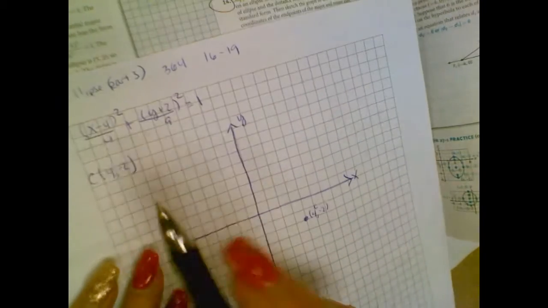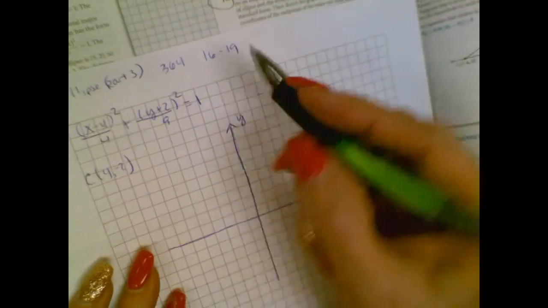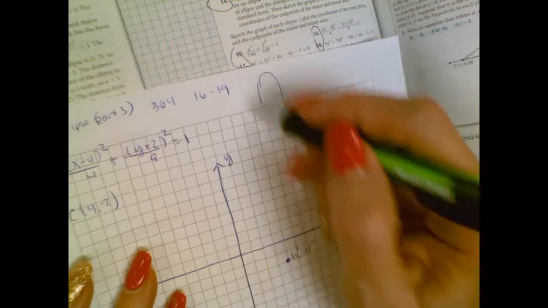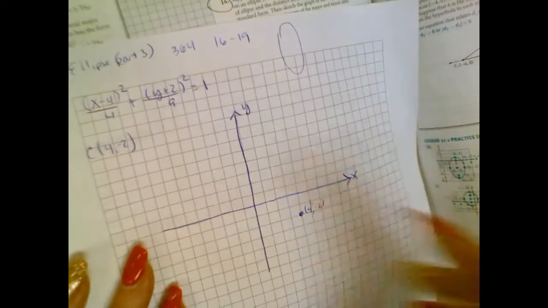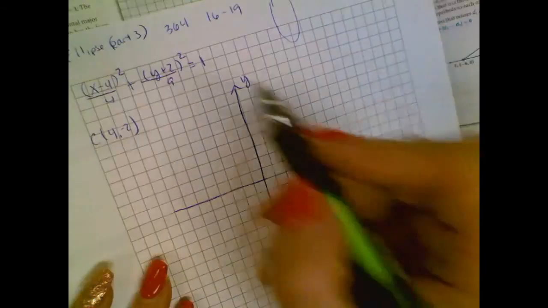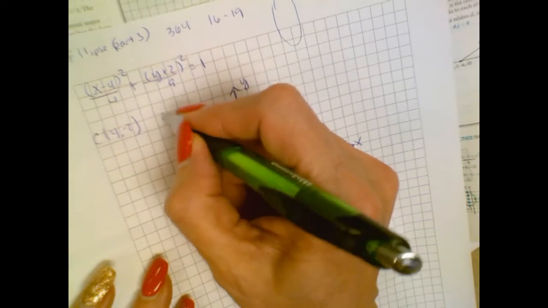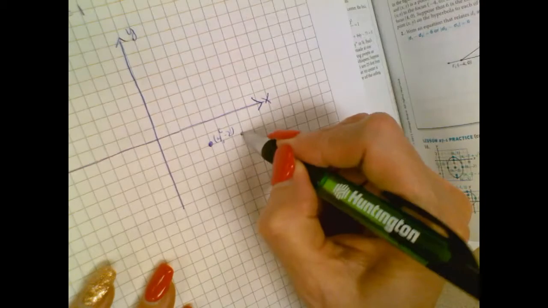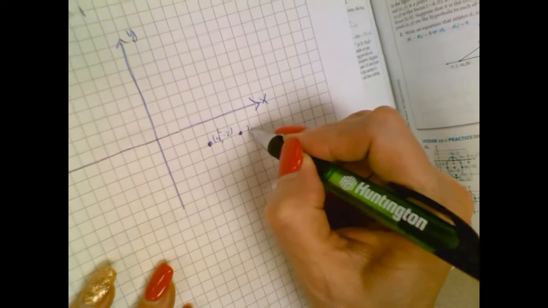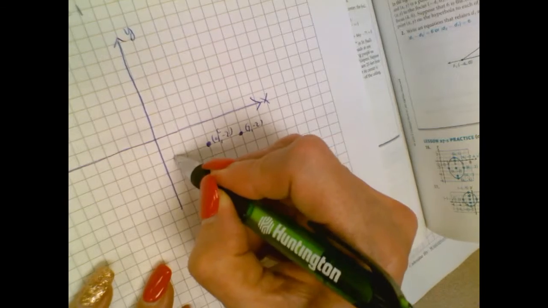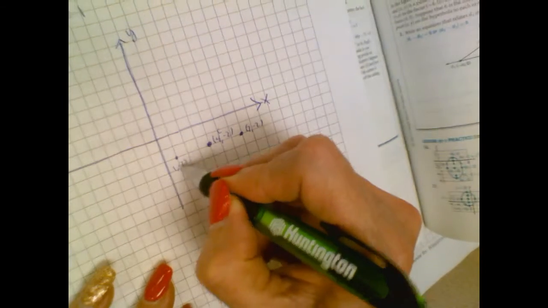All right, your major vertices. Look at the bigger number. The bigger number this time is under y, so it's going to be more vertically elongated. What's the square root of 9? Square root of 9 is 3. So a squared is 9, and a is plus or minus 3. From the center, we're going to count 3 to the right, and that will be 7, negative 2. And go back to the center and go 3 to the left, and that'll be 1, negative 2.